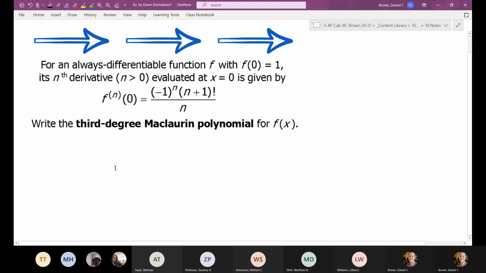Here is one for us. I have an always differentiable function f, with f of 0 equal to 1, its nth derivative evaluated at x equal to 0 is given by this expression. And then we want to write a third degree Maclaurin polynomial for f of x.